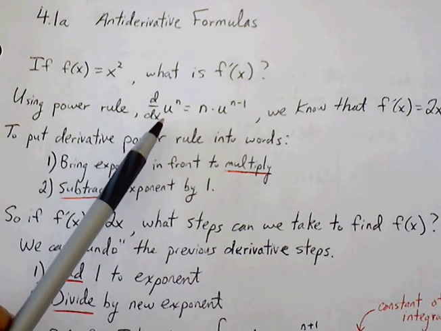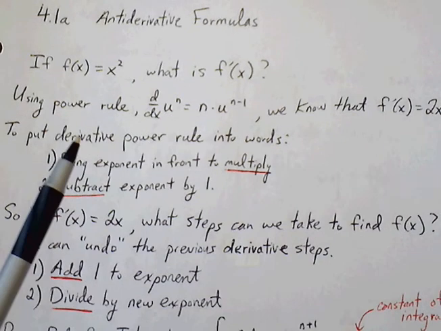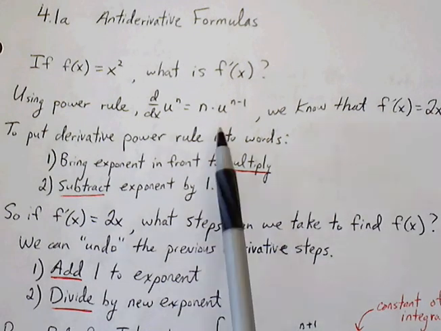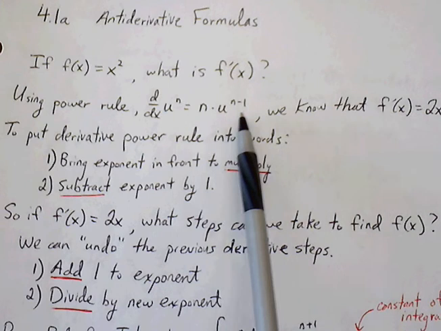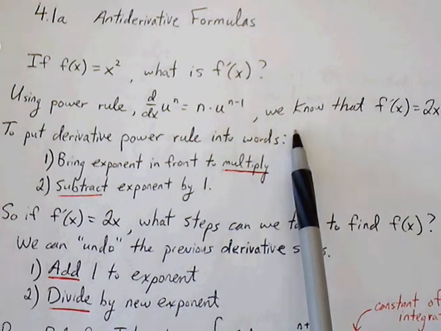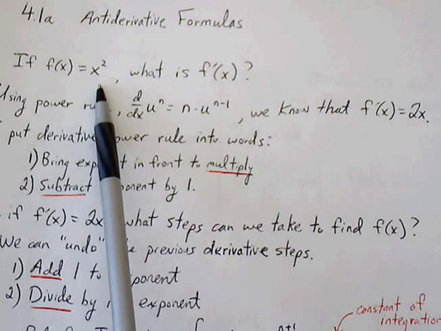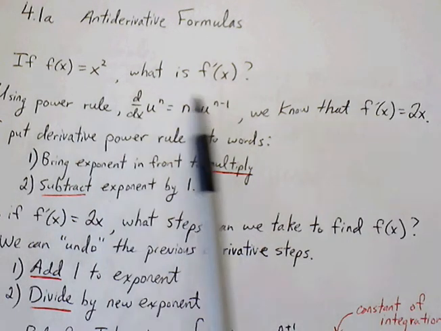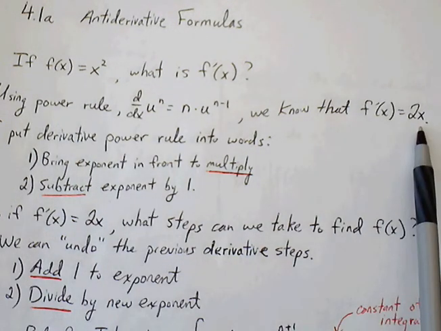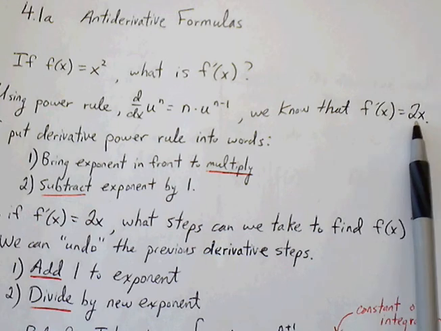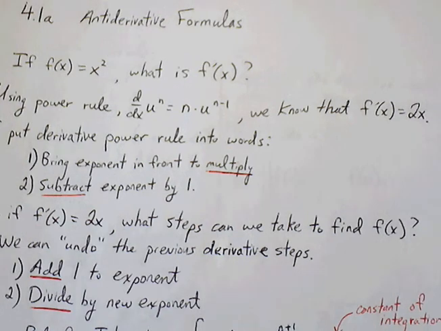The power rule is, if we have u to the n, then the derivative is n times u to the n minus 1. Because of that, we know f prime of x will simply be, we bring down the 2 in front, subtract 1 from the exponent, so we get 2x to the first power.